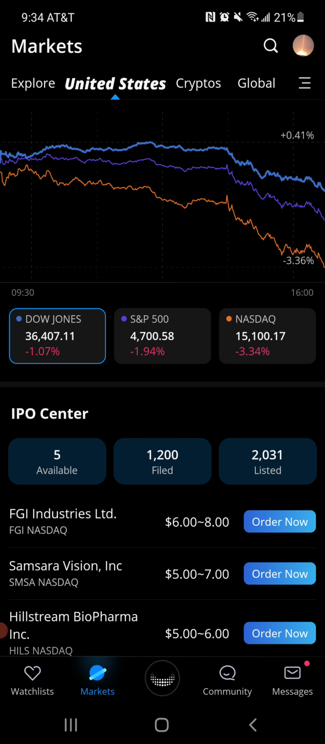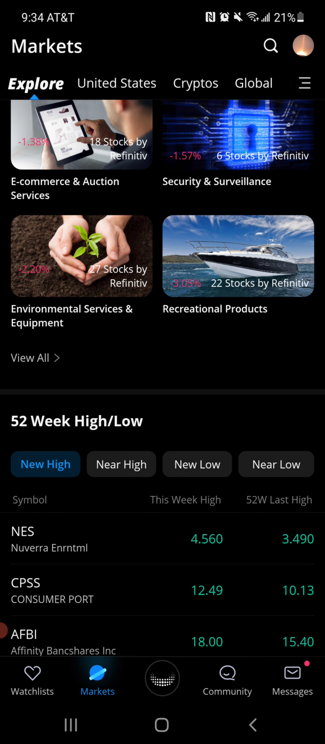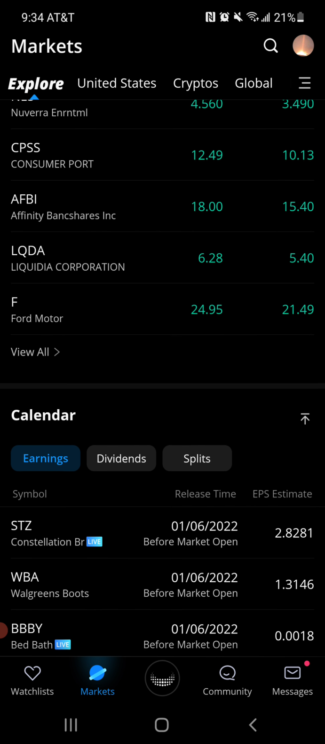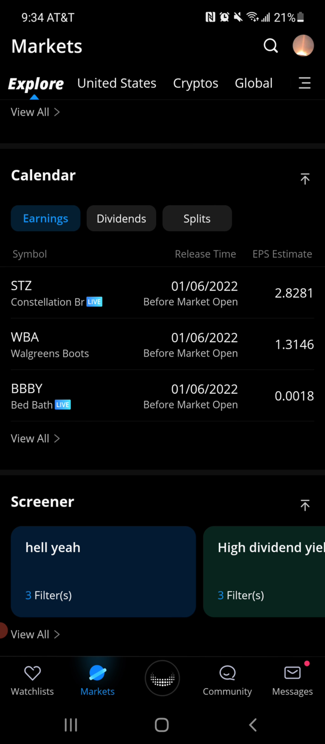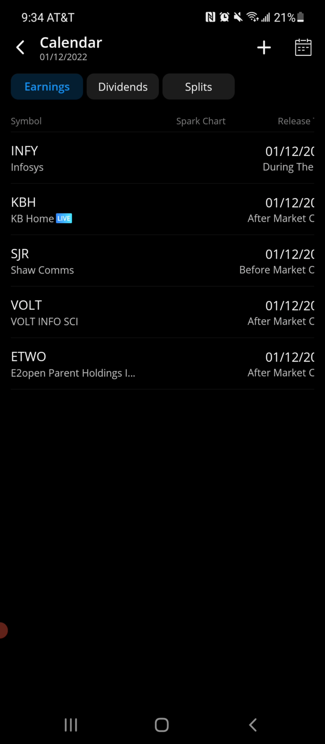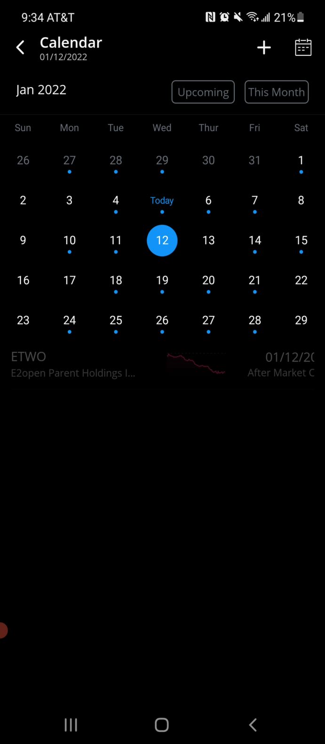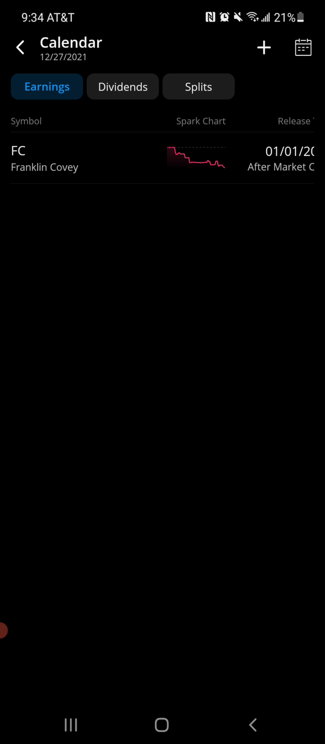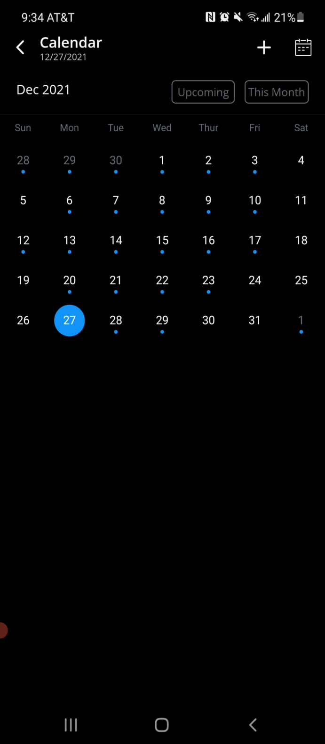Markets at the bottom here, go to Explore. You have a 52-week high and low right here that you can utilize at some points. But I usually just come right here to this calendar, hit View All, and there's also a pretty handy calendar up here at the top right that you can click on, and you can go by date, so it's not all jumbled up with different tickers. You can look back at the past as well, I believe, as far as maybe a week or so. But anyways, I use the calendar, pick a date, look at what's there.